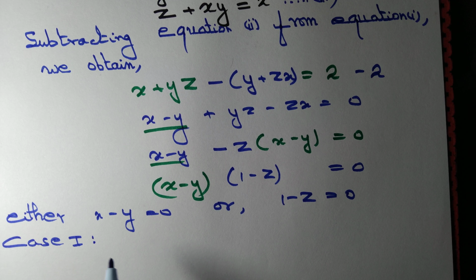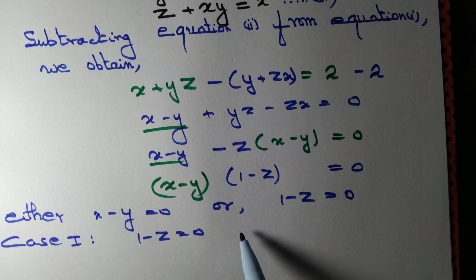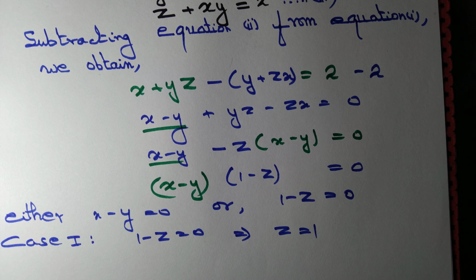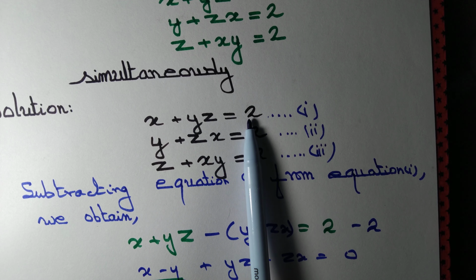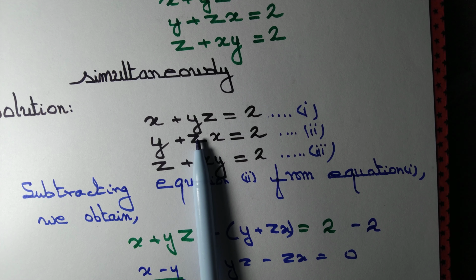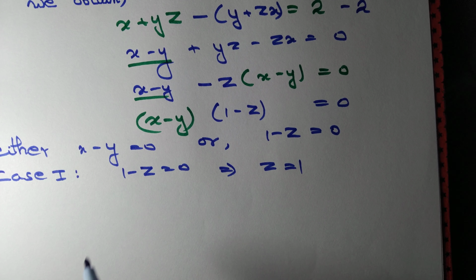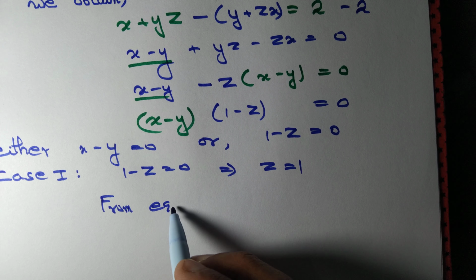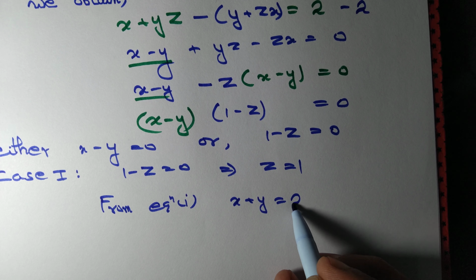Case 1, 1 minus z equal to 0. Well, that obviously means z equal to 1. Now we look at equation 1. If I write z equal to 1, I'll get x plus y equal to 2. We look at equation 2. If I write z equal to 1, I'll get x plus y equal to 2. So from equation 1, x plus y equal to 2.